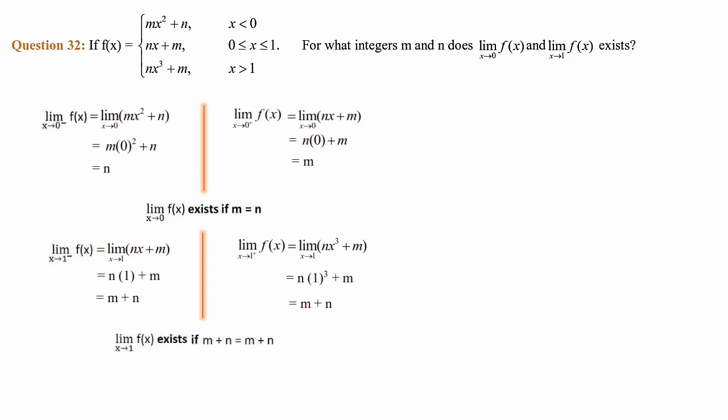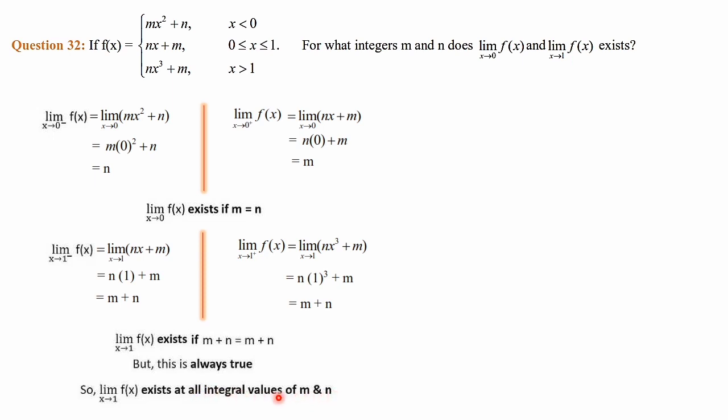So the limit as x tends to 1 of f(x) exists if m plus n is equal to m plus n. It means the left hand limit is m plus n, and the right hand limit is also m plus n. This is always true for whatever values of m and n. If you substitute on the left hand side and right hand side, this statement will be true. That means the limit of f(x) exists at all integral values of m and n.